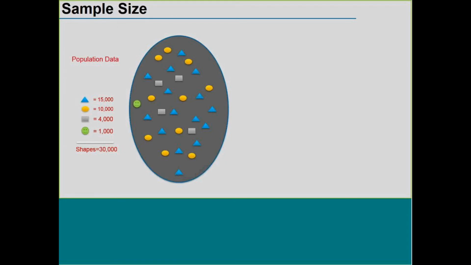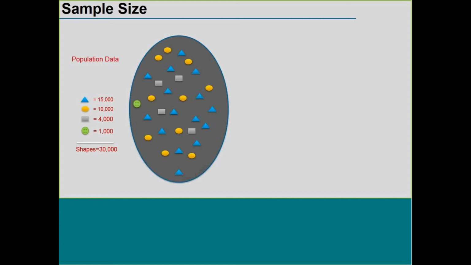Now, let's say, for example, that this population set of data is made up of 15,000 blue triangles, 10,000 orange circles, 4,000 gray squares, and 1,000 happy faces, for a total of 30,000 shapes. Again, this is a conceptual population set of data, but this can be types of phone calls received, or types of smoothies served, or types of customers that arrive. These can also be service times. These shapes are representative of whatever your population set is made up of.